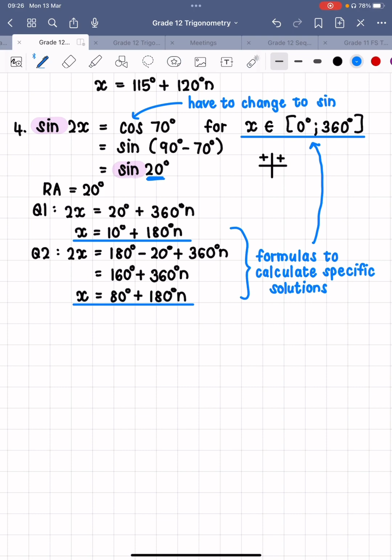I want you to type in 10 plus 180. And some of this you can kind of just do in your head as well, all right? But for the purposes of this, we are going to use our calculators. Now, guys, what is n again?